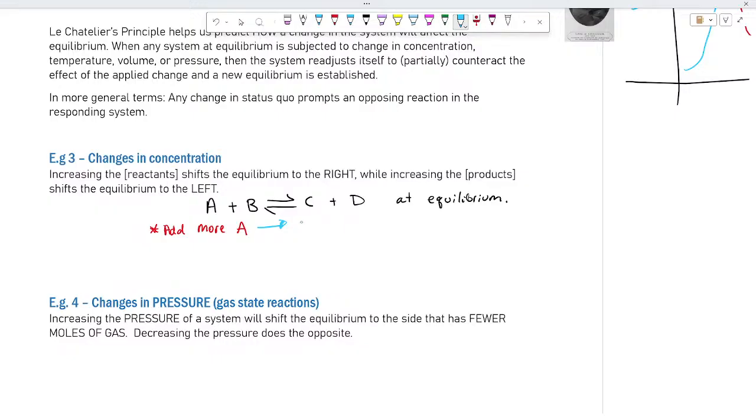Yeah. So the concentration of C would go up, the concentration of D would go up, and then what about the concentration of A and B? They would both respond by going down. They would undo the change that we introduced. But we didn't do anything to the concentration of B. I know, isn't that interesting? But it is still also a reactant.